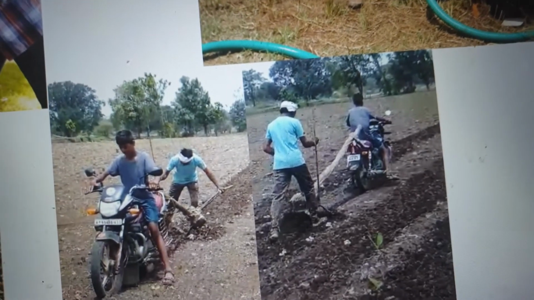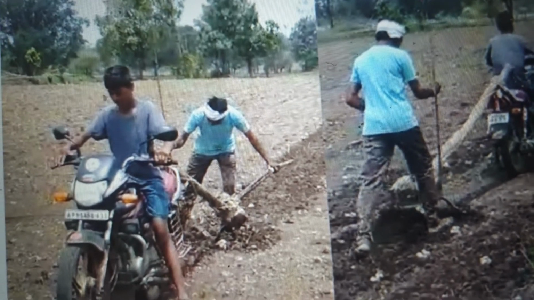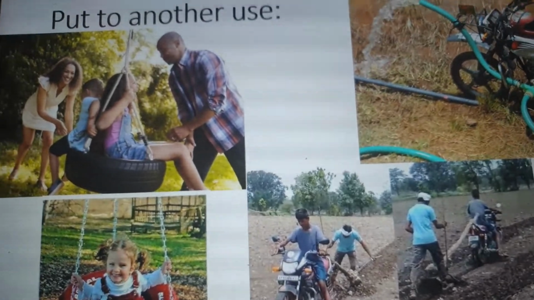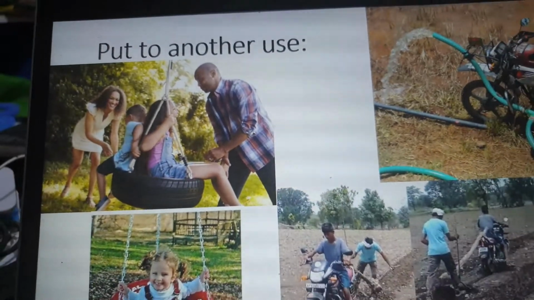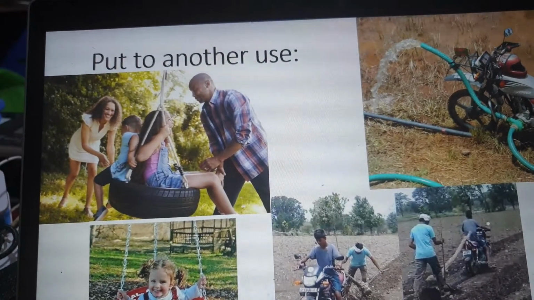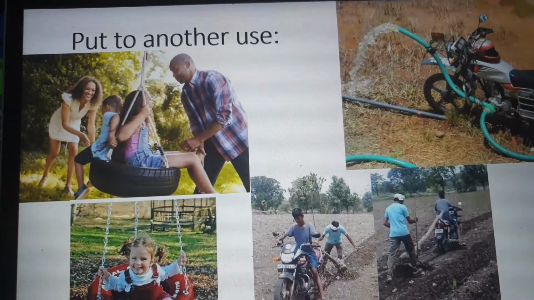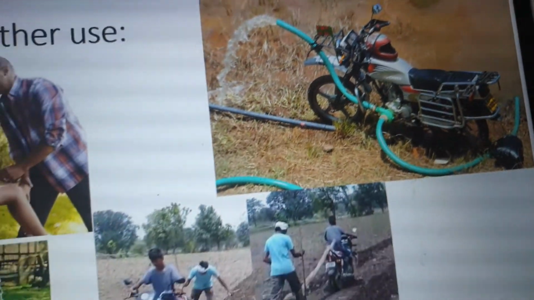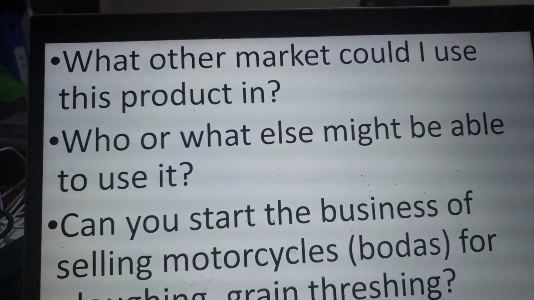Look at that. This is a motorcycle being used for plowing the fields. Put to another use. Yes, in Kenya, for example, there's a supply of motorcycles on the roads. There are many in Uganda, Tanzania, Nigeria. There is too much competition of motorcycles on the roads. Why don't you find other uses like these ones, like shelling maize, and you'll have put that to another use and you'll be in business.